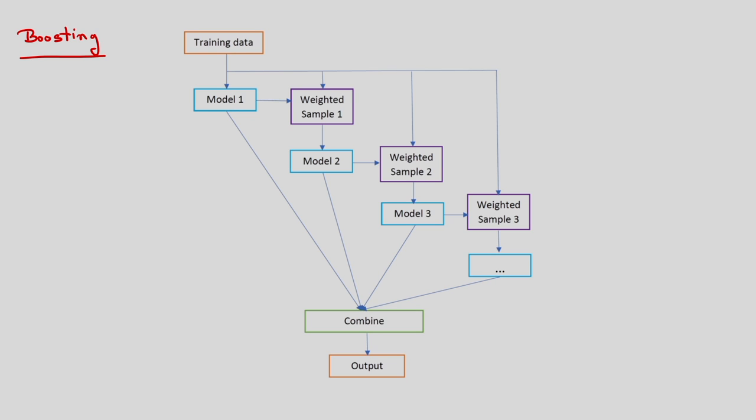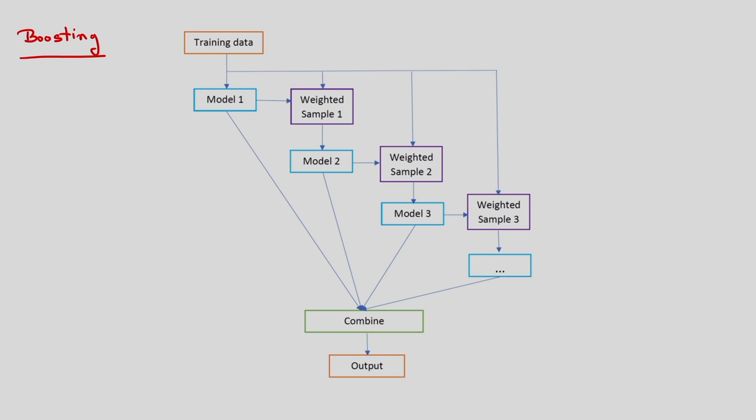So I am giving importance to the misclassified samples. That means the samples which are misclassified by model number 1 are given maximum importance, and that is why I am getting the weighted sample 1. So I am getting another training data set considering the weighted samples. Weighted samples means the samples which are misclassified are given maximum importance and these are weighted. The samples which are correctly classified I am not giving importance. So I am getting the weighted sample 1, that is the training data set.